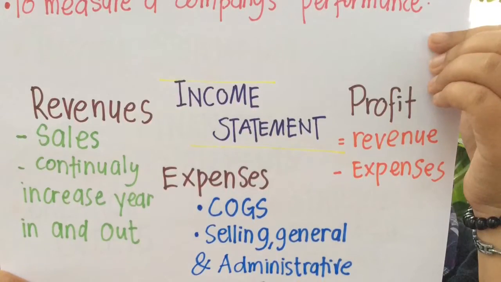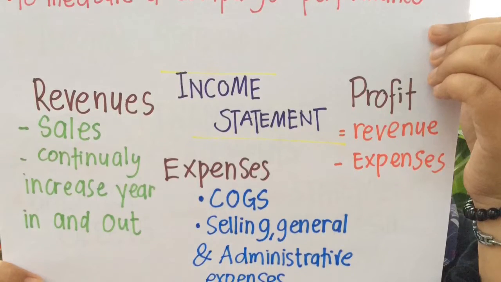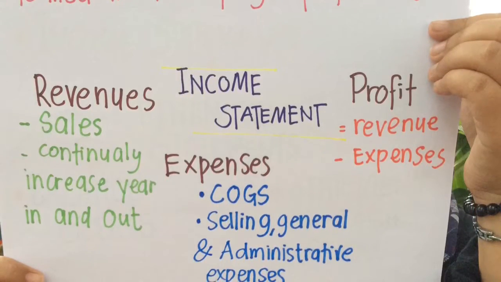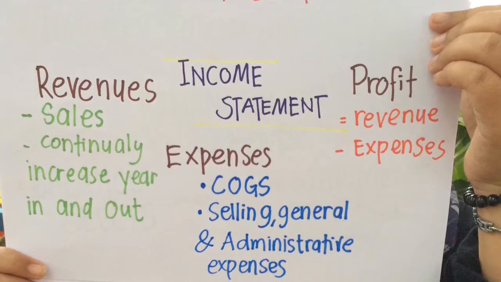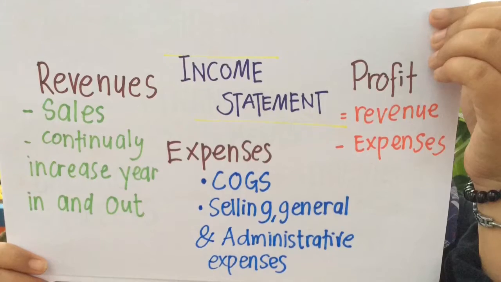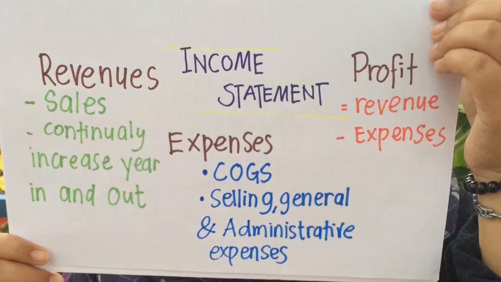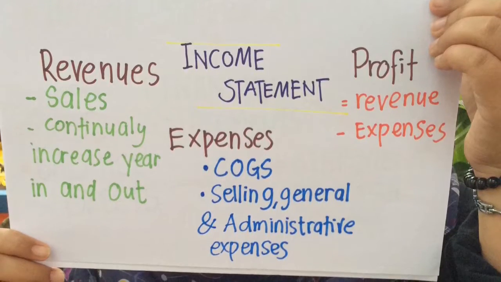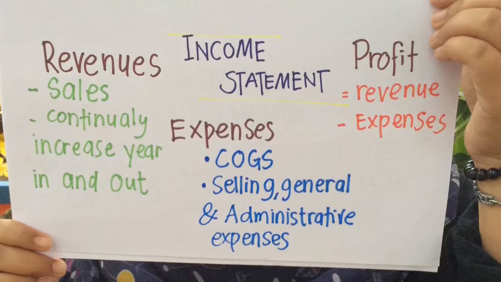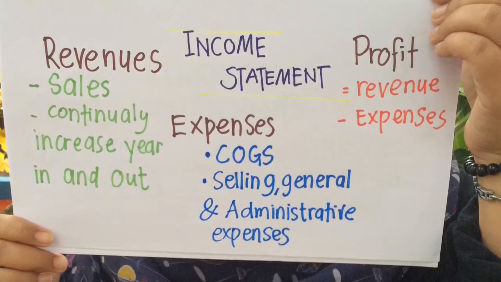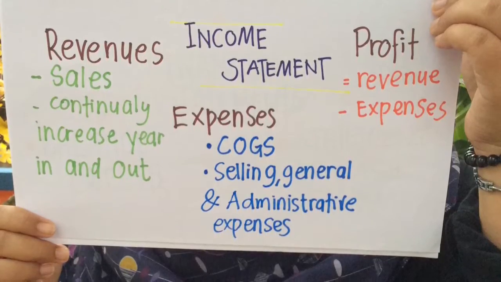Income statement used to measure a company's performance. There are three components of an income statement, which is revenues, expenses, and profit. Revenues or sales is continually increasing year in and year out. Expenses or COGS, also known as cost of goods sold, is a selling, general, and administrative expenses. For profit, the formula to find profit is revenue minus expenses.